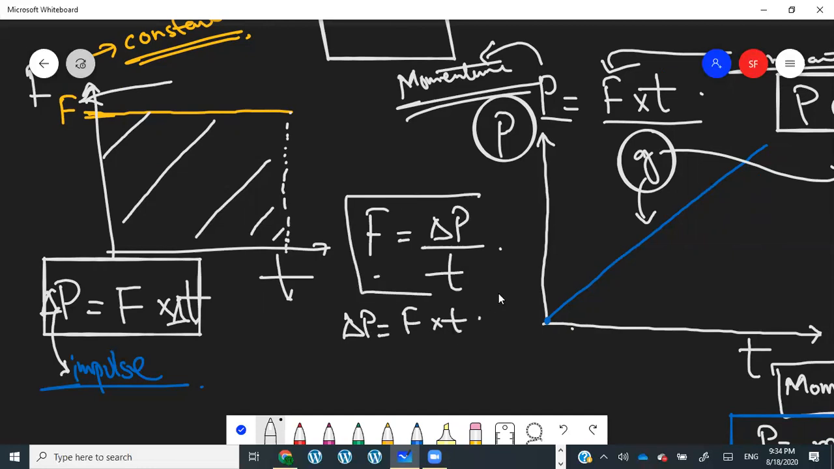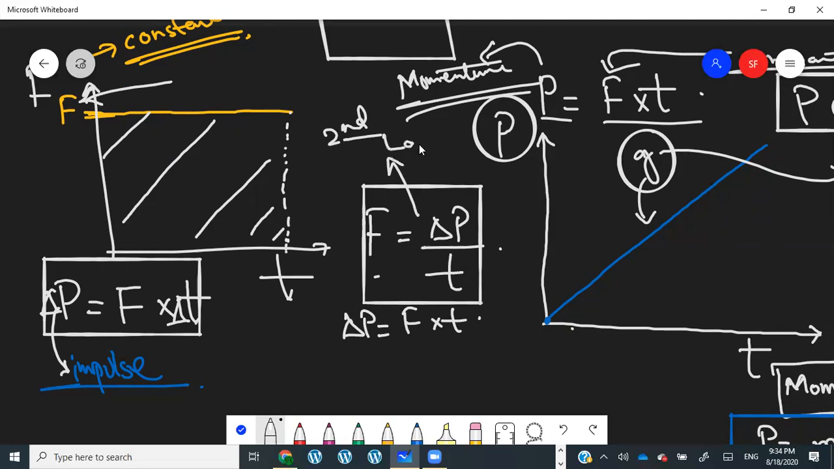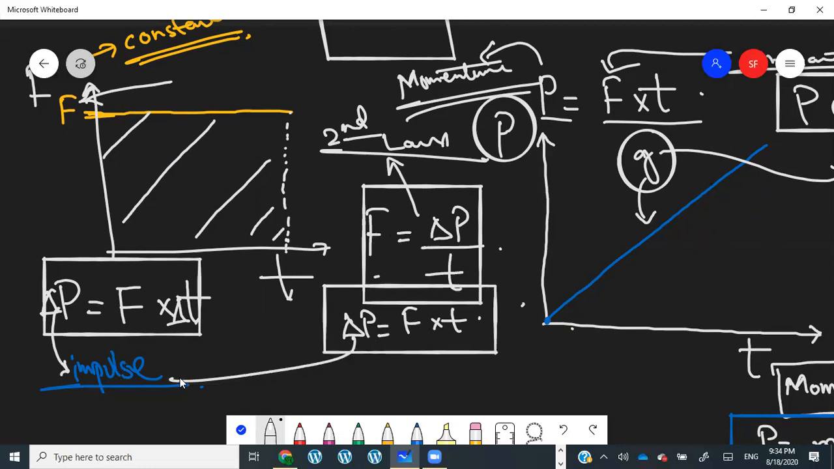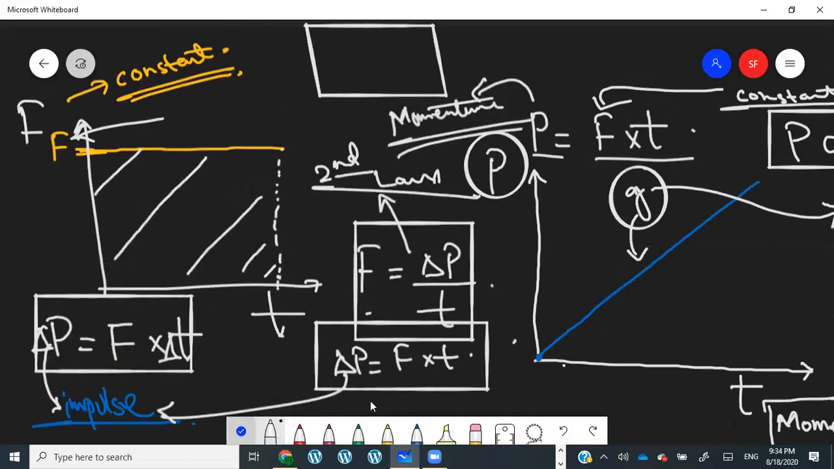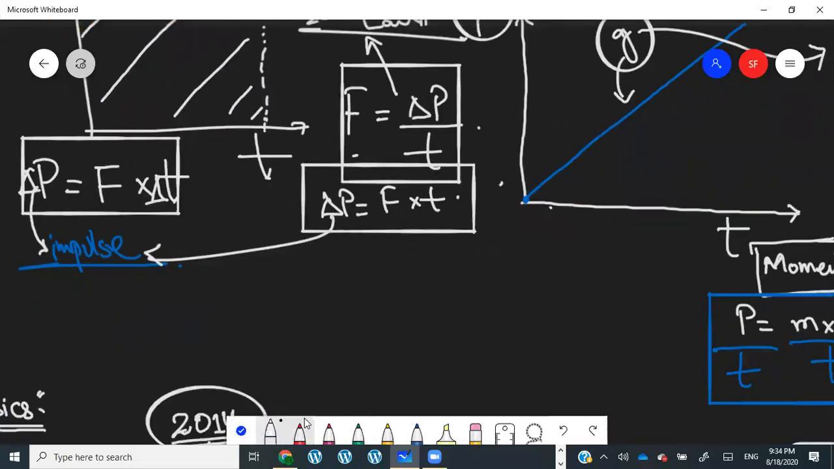This was Newton's second law, remember? If I were to rearrange this, force into time would become change in momentum. Change in momentum is equal to force into time, and this change in momentum is impulse. If you are asked to calculate the impulse, that actually means you are asked to calculate the change in momentum. Okay.